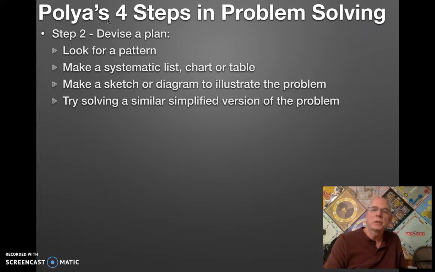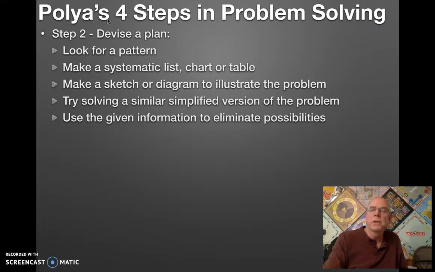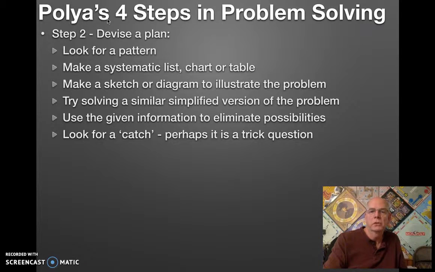Try solving a similar simplified version of the problem. Maybe the problem says out of 1,000 book lockers, such and such. Well, maybe if you reduce that to 100 book lockers or 10 book lockers, maybe you could find the solution within that and then expand it to 1,000. Use the given information in the problem to eliminate possibilities to get to the final conclusion.